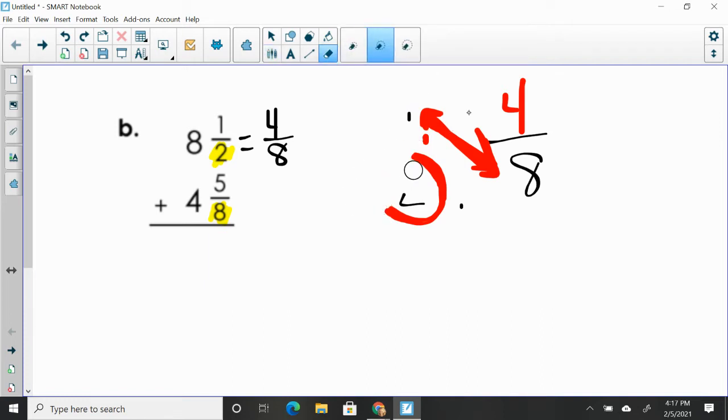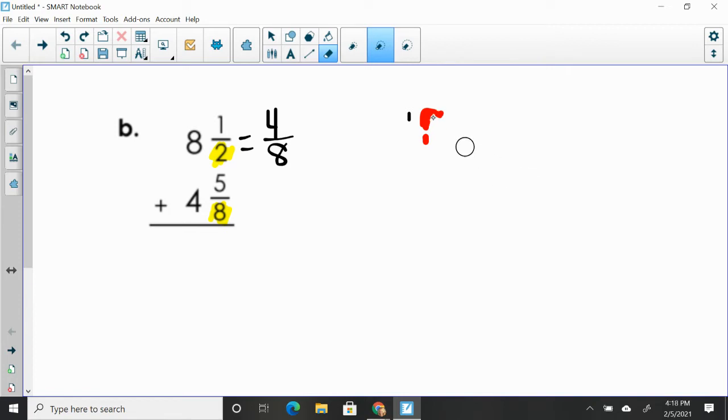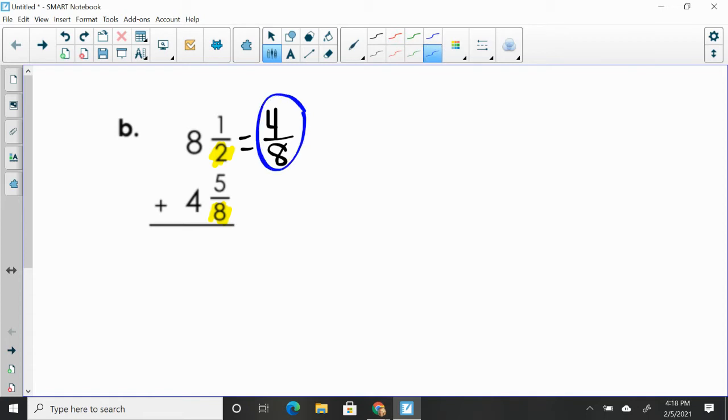So let me get rid of this. So now that we have the same denominators, we can now go ahead and continue with our problem. So we have now 8 and 4/8 plus 4 and 5/8. So I'm first going to add my fractional parts. So I know that 4/8 plus 5/8 is 9/8, and 8 plus 4 is 12.